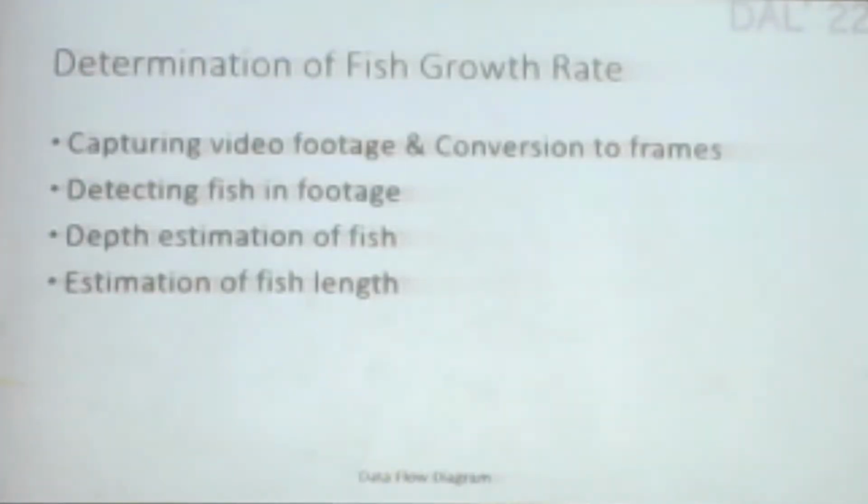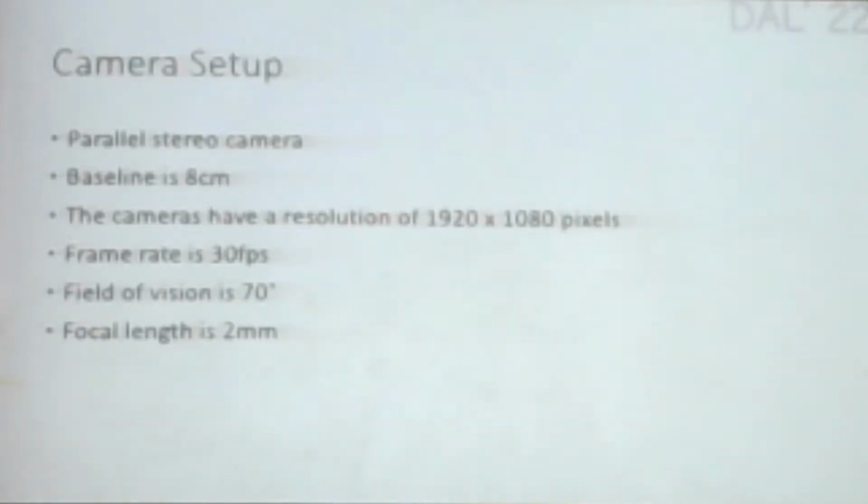So after that, to determine the growth rate of fish, we initially collected video footage using a stereo camera setup, converted it to frames, detected the fish in the footage, and estimated the length of the fish. For the stereo camera setup, we used 2 cameras with a focal length of 2 mm and a field of view of 70 degrees. Also, they were kept 8 centimeters apart. This was the baseline, and the camera had a resolution of 1920 by 1080 pixels, and we shot at a frame rate of 30 fps.